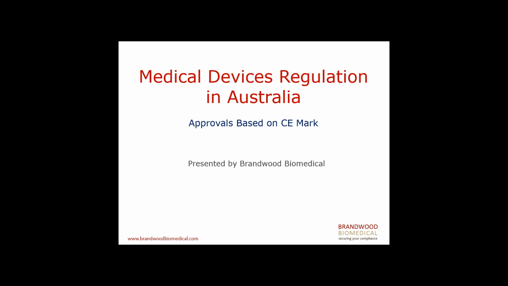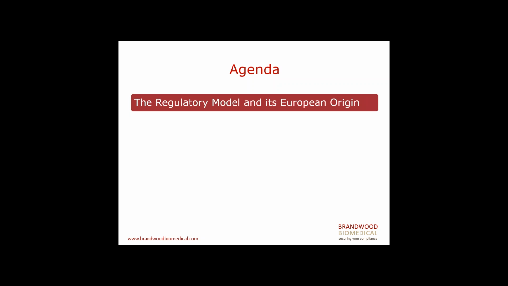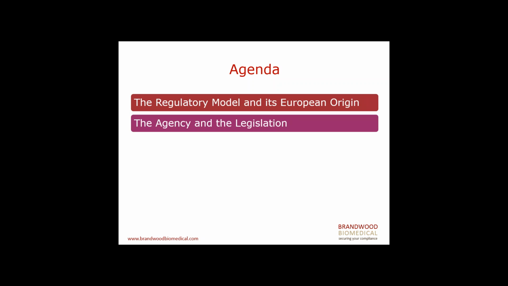And without further ado, I'll get straight into the agenda. The agenda for today is firstly understanding the Australian regulatory model and its European origin. So we'll be going through a brief background about the Act and how it aligns with the European model and why this then allows manufacturers to obtain approvals based on CE certification. We'll then have a look at the TGA, so the agency and the legislation.